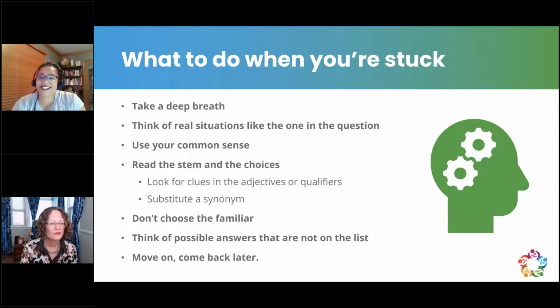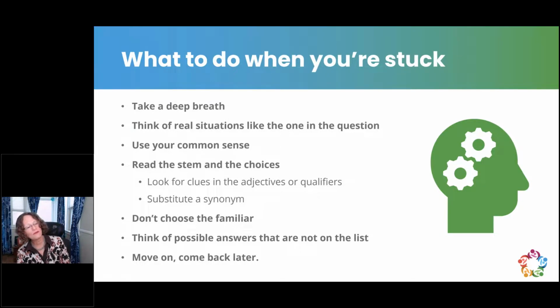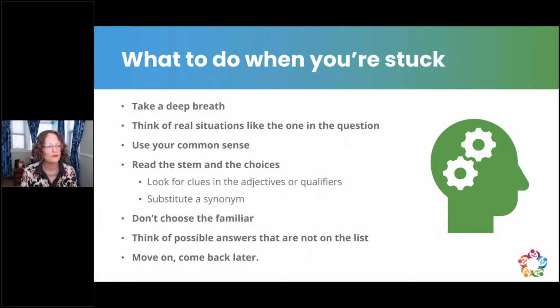Thanks, Sekeita. So yeah, Sekeita's talked already about all the different things that you can do if you're stuck. Again, taking a deep breath is really an important thing to do. You want to read the stem and the choices, look for those adjectives, those qualifiers, and if you need to, move on and come back later. If that one is just flummoxing you, then just take a moment, take a breath, move on to the next one, and then hopefully as you're working through some of the next items, you'll remember what the answer is previously.